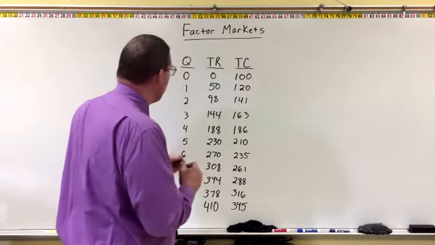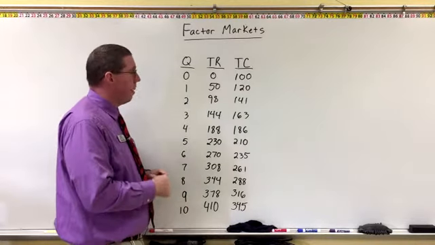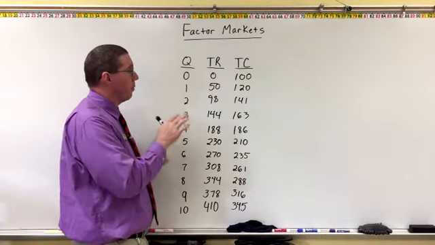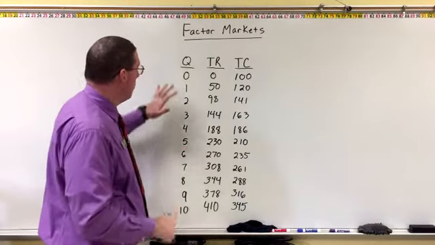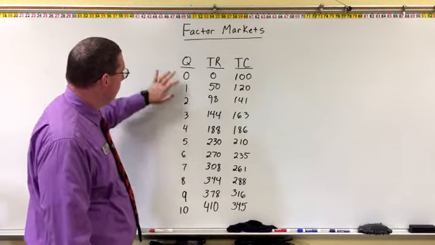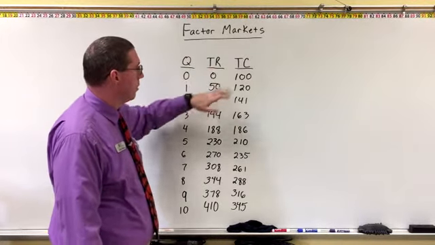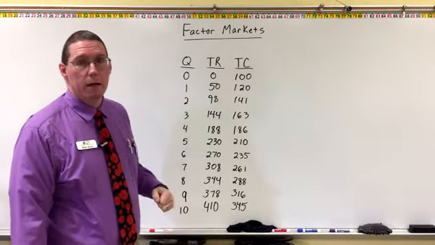You've seen one of these before. You've seen several of these in my class. Basically, this is a very simple situation where we have a firm with a bunch of different possibilities for production quantities. If this firm produces 0 units, they will earn 0 revenue, but they will still have to pay out 100 in costs.